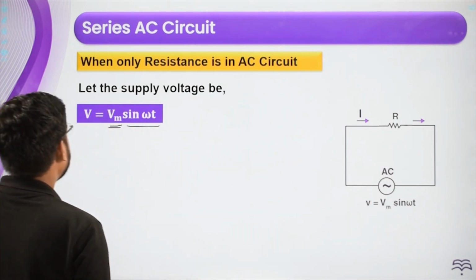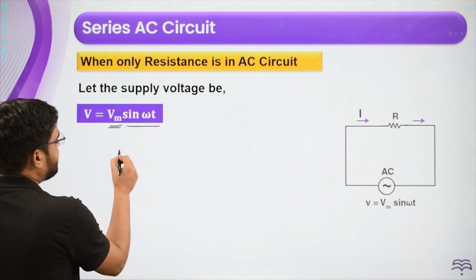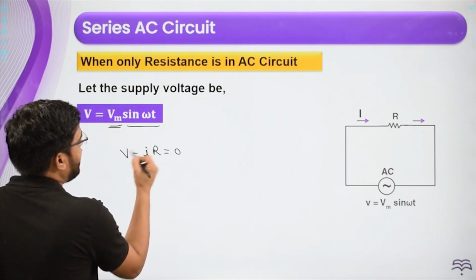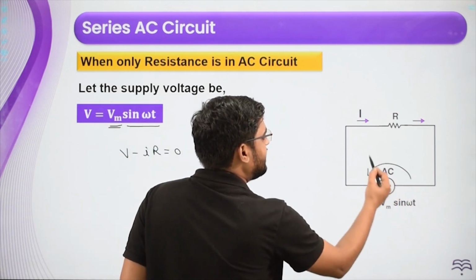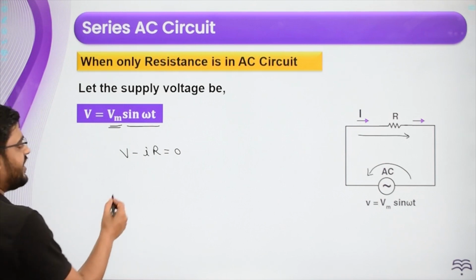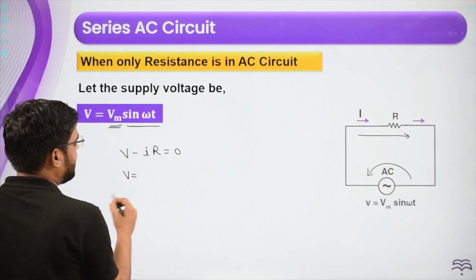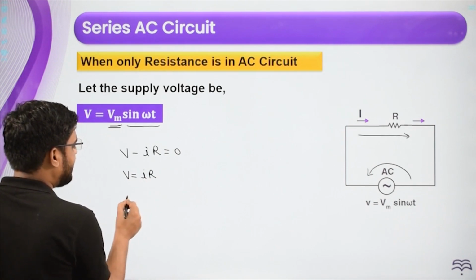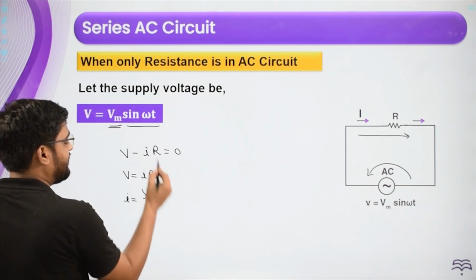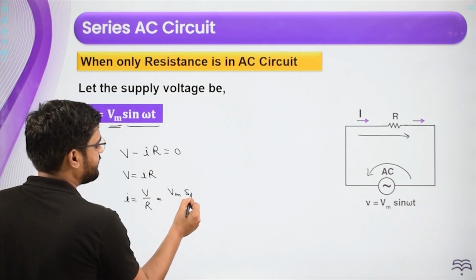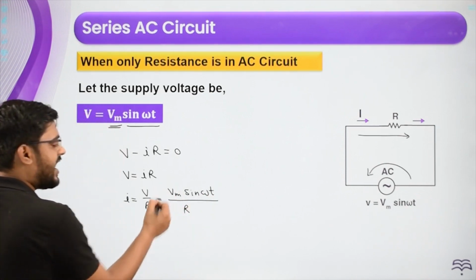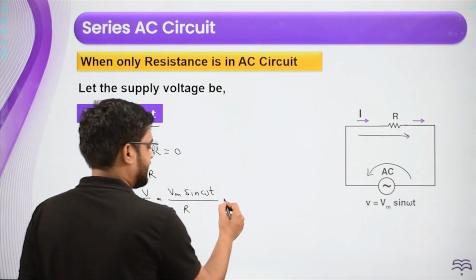So for that, I am going to apply my Kirchhoff's law. So that is V minus IR is 0, right? This is simply plus V, this is minus IR, and this is the complete loop. So V minus IR is 0, and from here we know that V is nothing but IR. Our idea is to get current, so I is nothing but V by R. What is V? V is given by Vm sine omega t divided by R. This Vm by R I am going to call as Im.